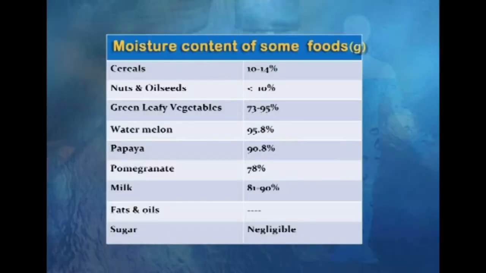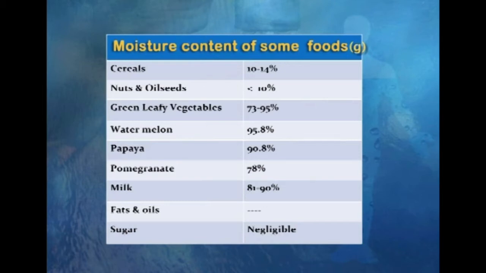If we look at the moisture content of some of these foods, we can see that nuts and oilseeds have water content which is less than 10%. Cereals, it is anywhere between 10 to 14%. As against this, fats and oils do not contain water except butter. Sugar has negligible amount of water. However, green leafy vegetables contain very high amount of moisture, almost 73 to 95%.